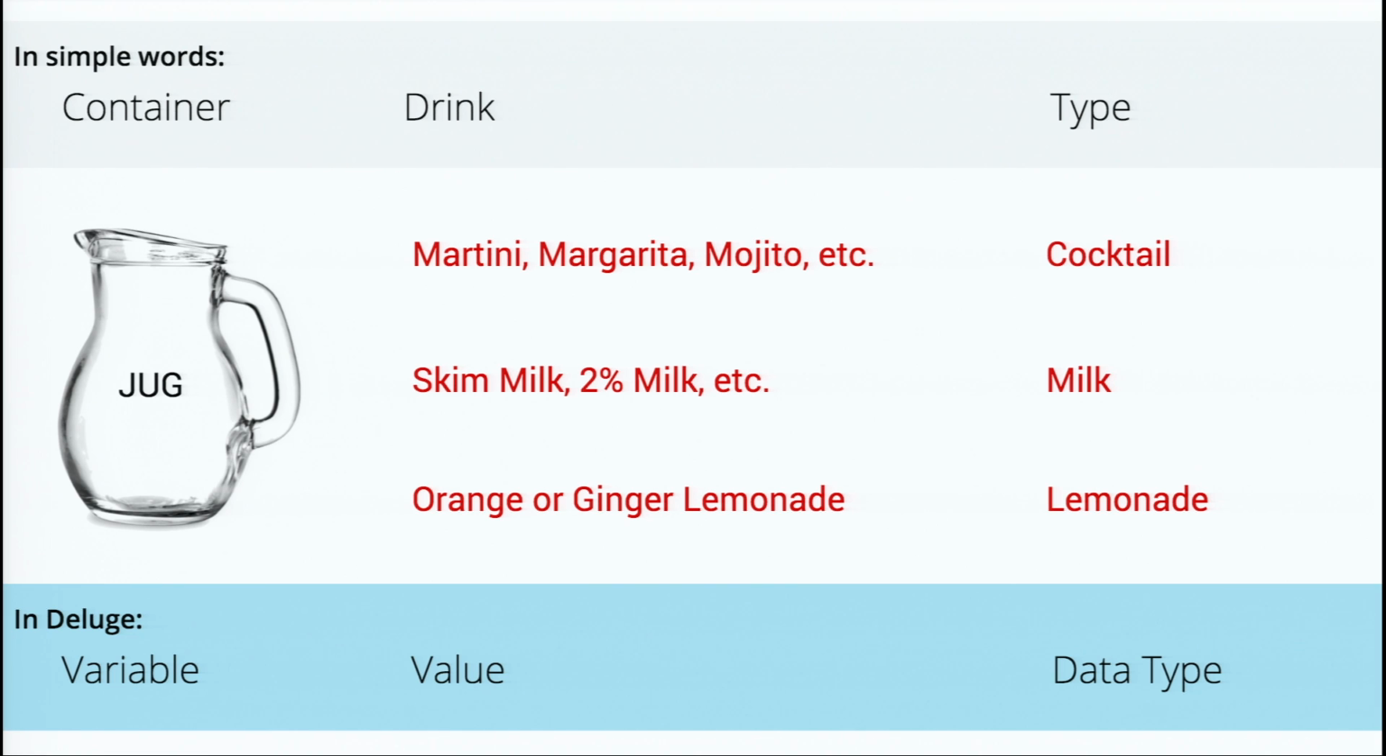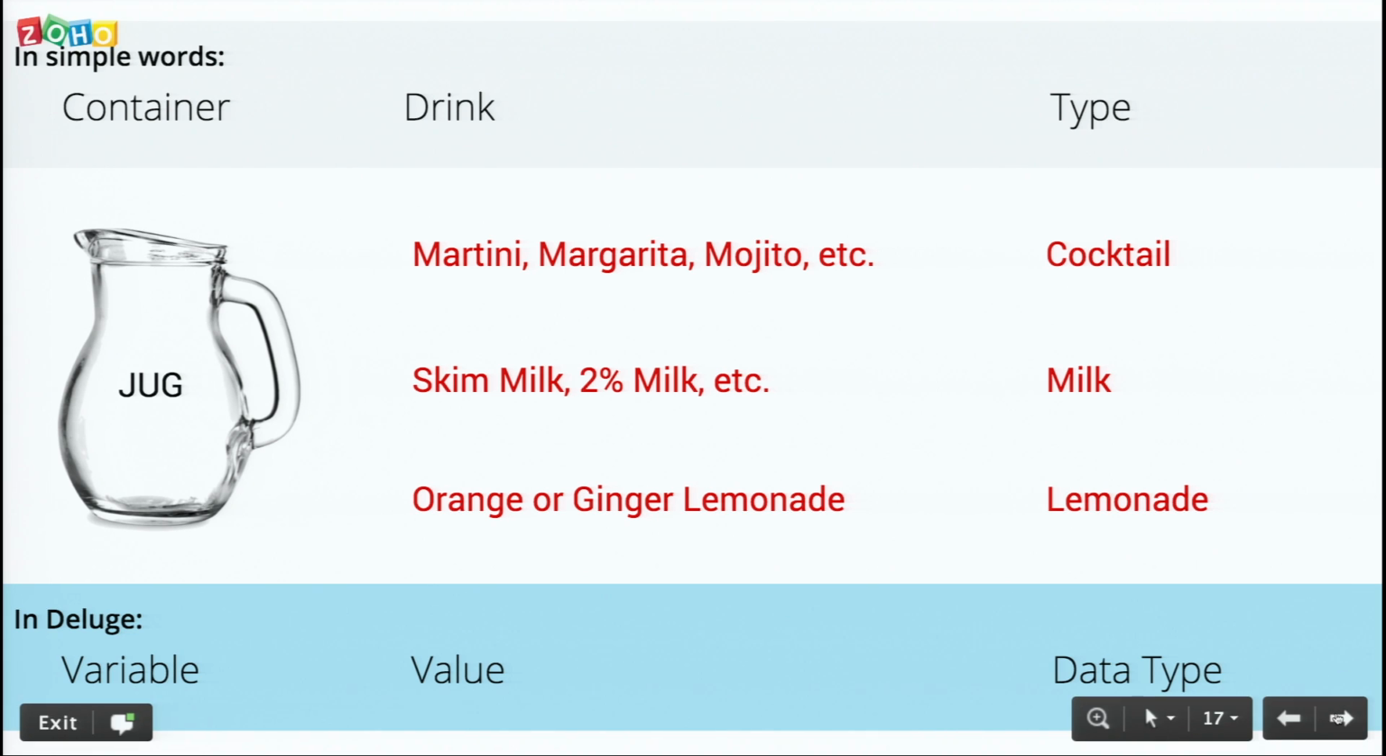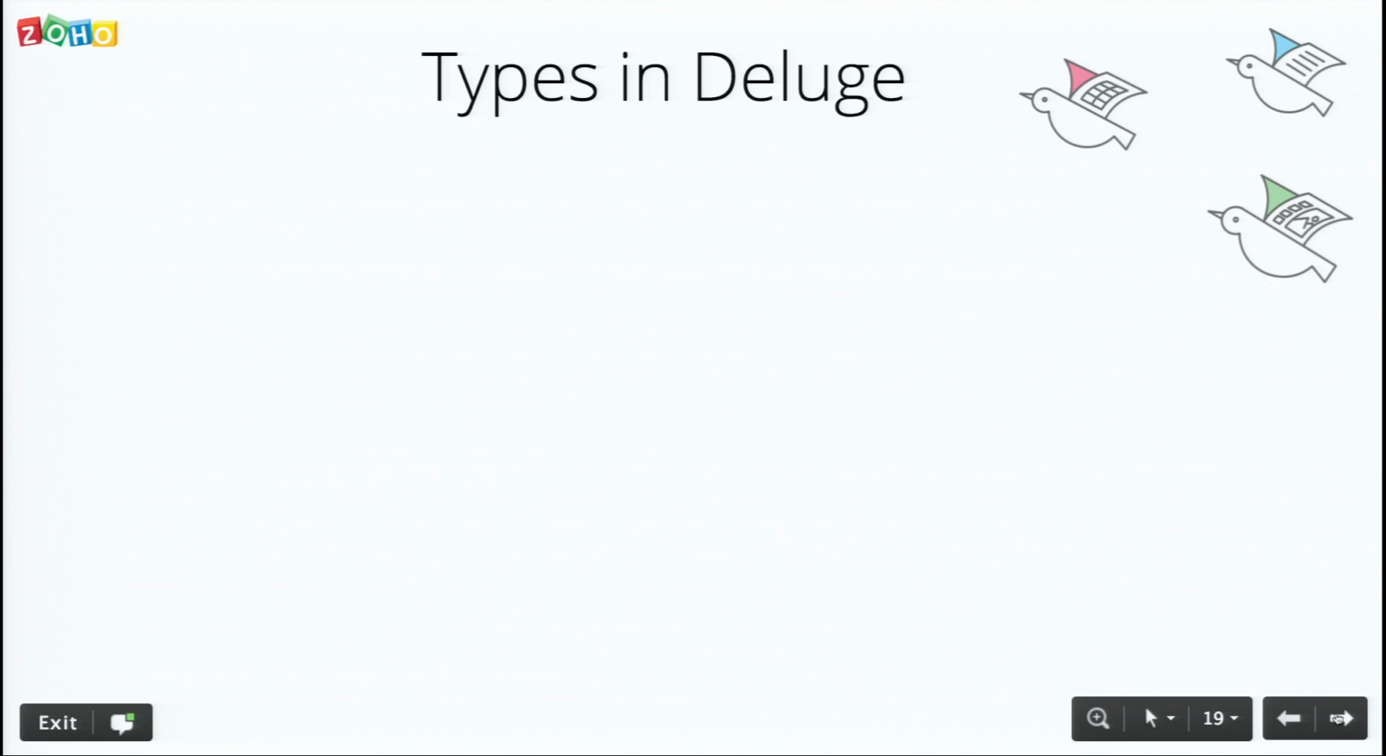The first thing we learned is how to define a variable. The second thing is the type of a particular variable, or particular thing. In this case, it's a cocktail, milk, or lemonade, everything is a drink, but we categorize into one single type. Collectively, it's called data type. So the next section is about data type. What are the types available in Deluge?